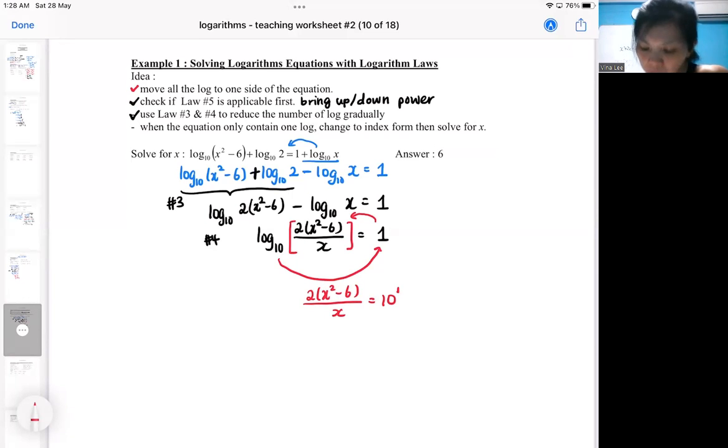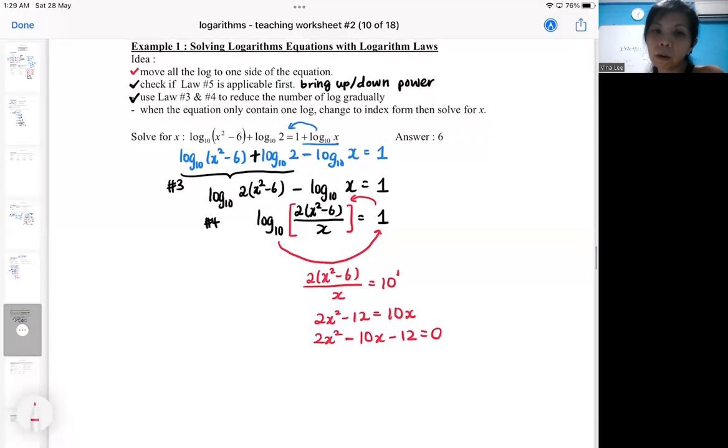So from here, there's no more log. So it's just more like an algebra equation. So in this case, it's more like a quadratic equation. Once you do without log, you see what kind of equation you are faced with. So here I'm faced with my quadratic equation. So you do accordingly.